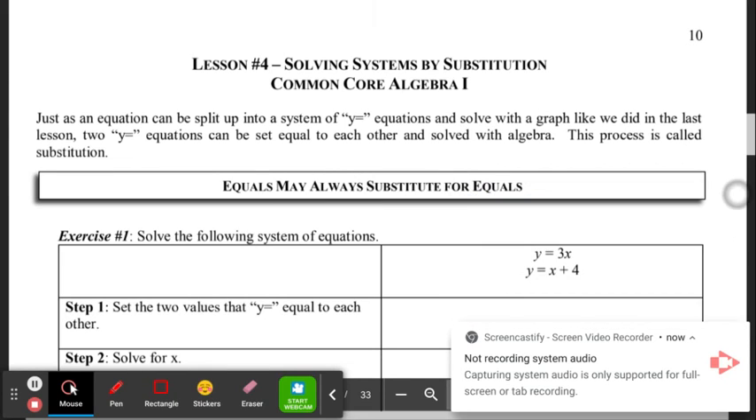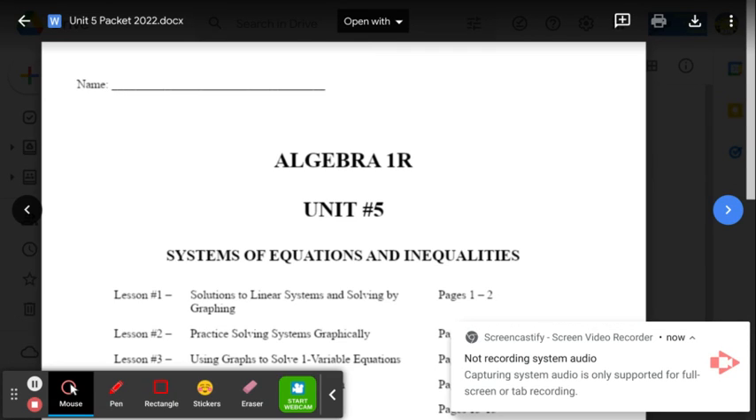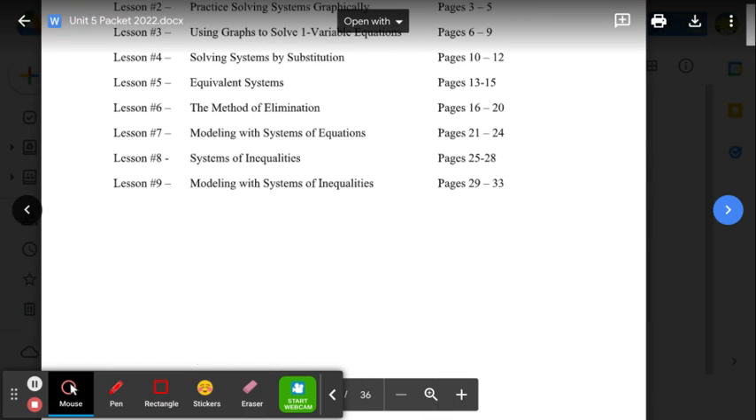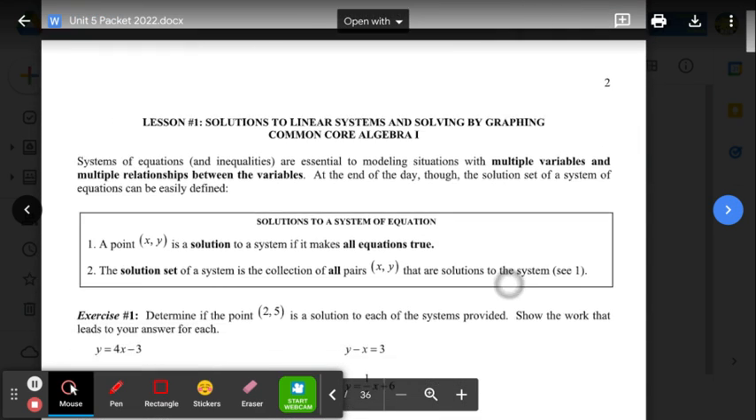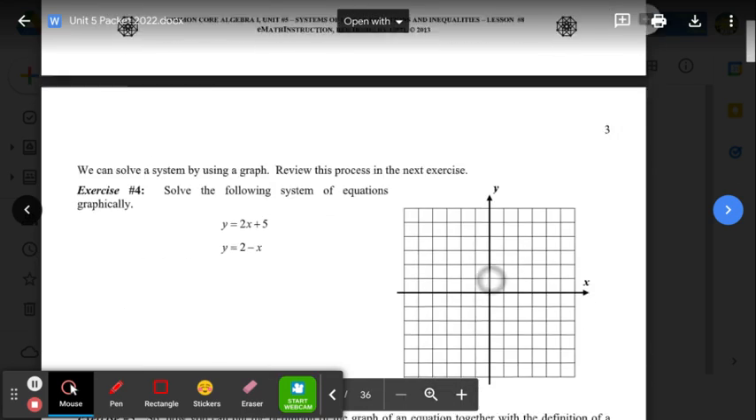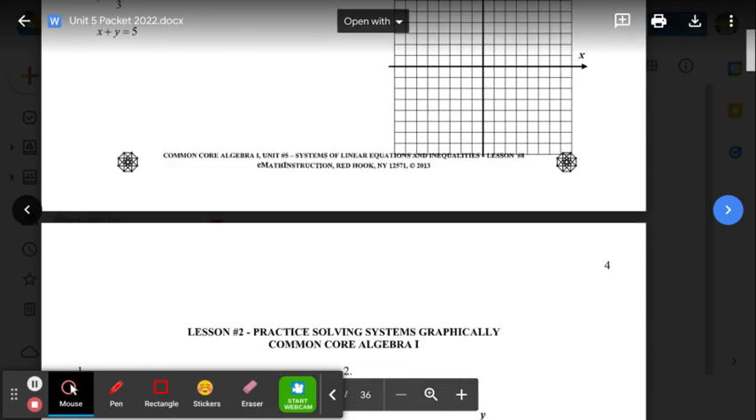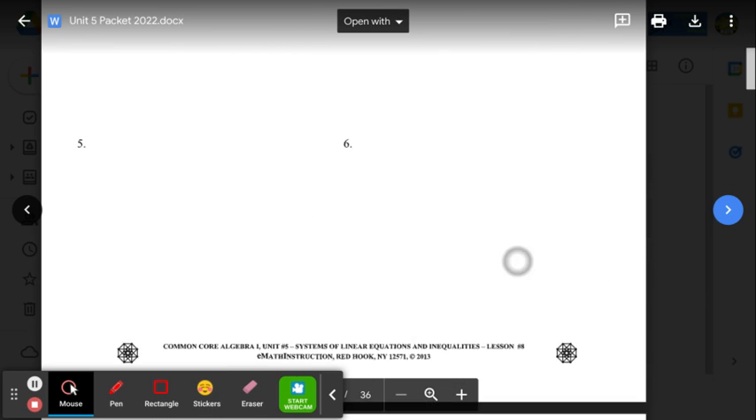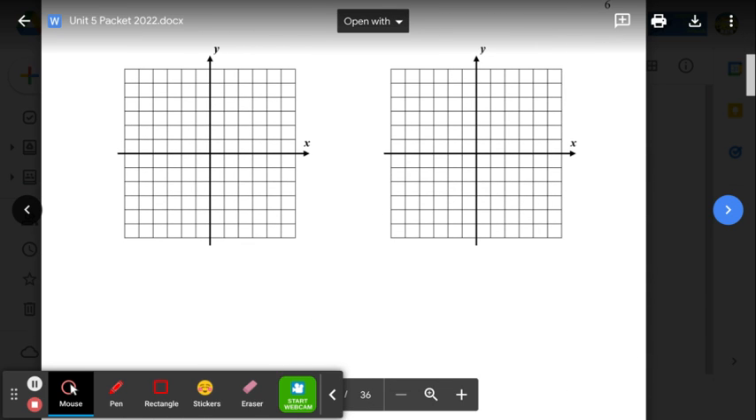Hi, everybody. We are on, whoops. Where did that go? It says lesson 4 here, but I don't think it's lesson 4. We're on page 10 right now. Come on. Wait a second.